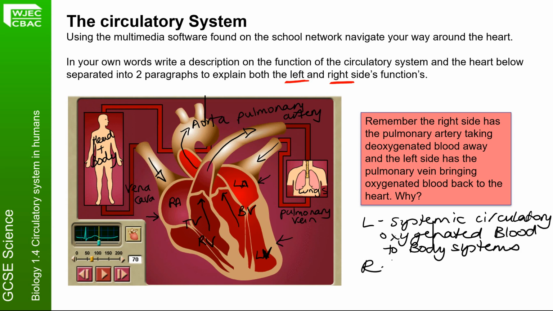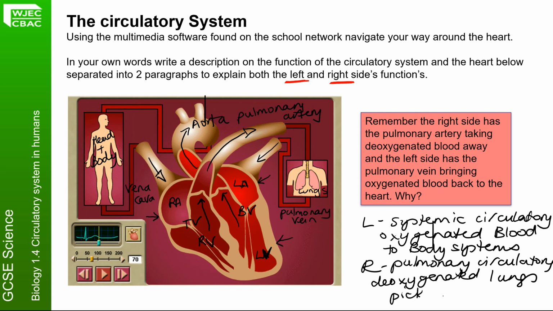Whereas your right side is what we call the pulmonary circulatory system, and that is going to take your deoxygenated blood and take it to the lungs so that it can pick up more oxygen.